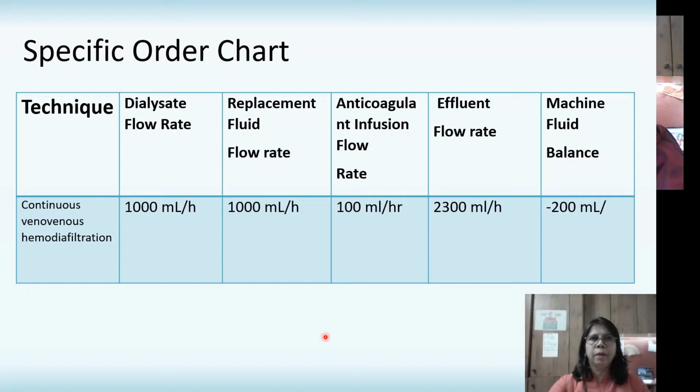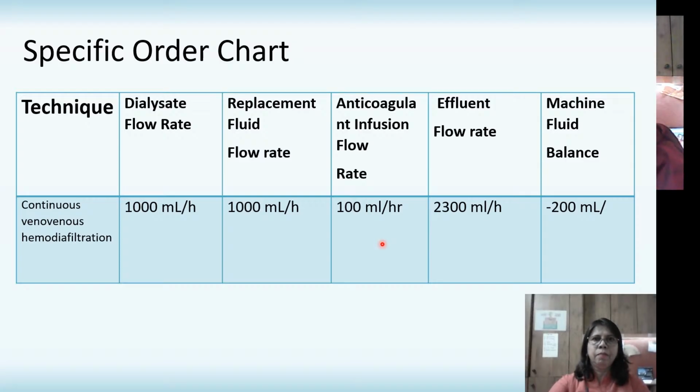So first, with a very brief example, let's understand how this fluid balance is actually calculated. In this example, we have a patient who is on CVVHDF and there is a dialysate flow rate which is set at 1000 ml per hour, a replacement fluid flow rate which is also set at 1000 ml per hour, and an anticoagulant infusion flow rate which is 100 ml per hour. So in effect, the patient is receiving 2100 ml of fluids per hour.